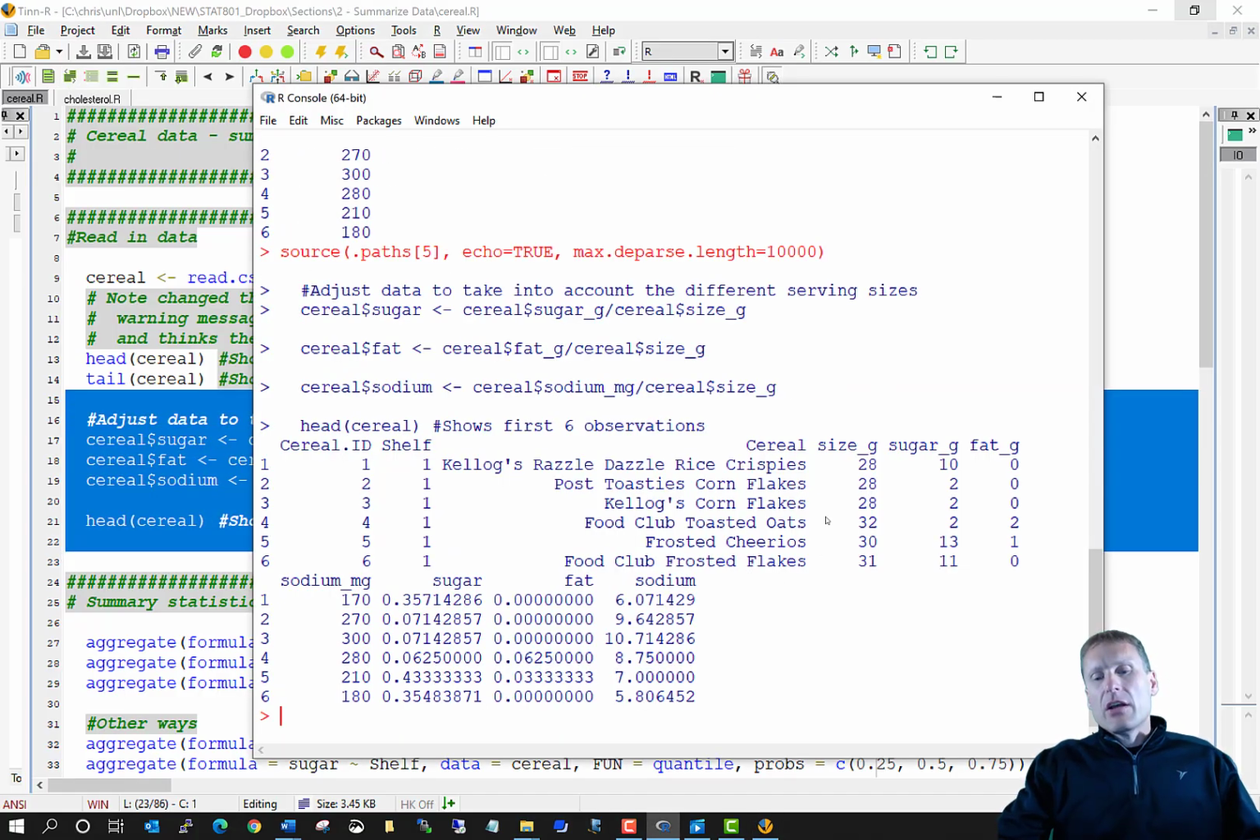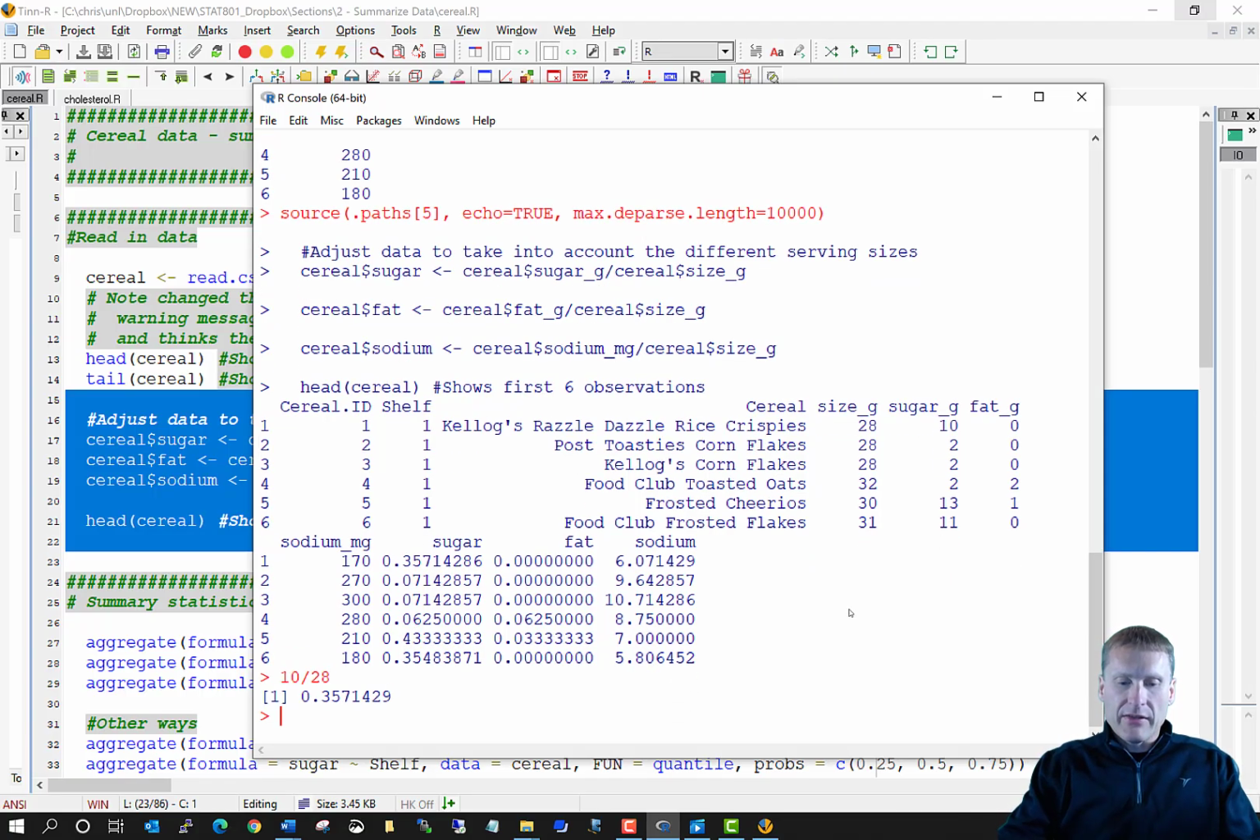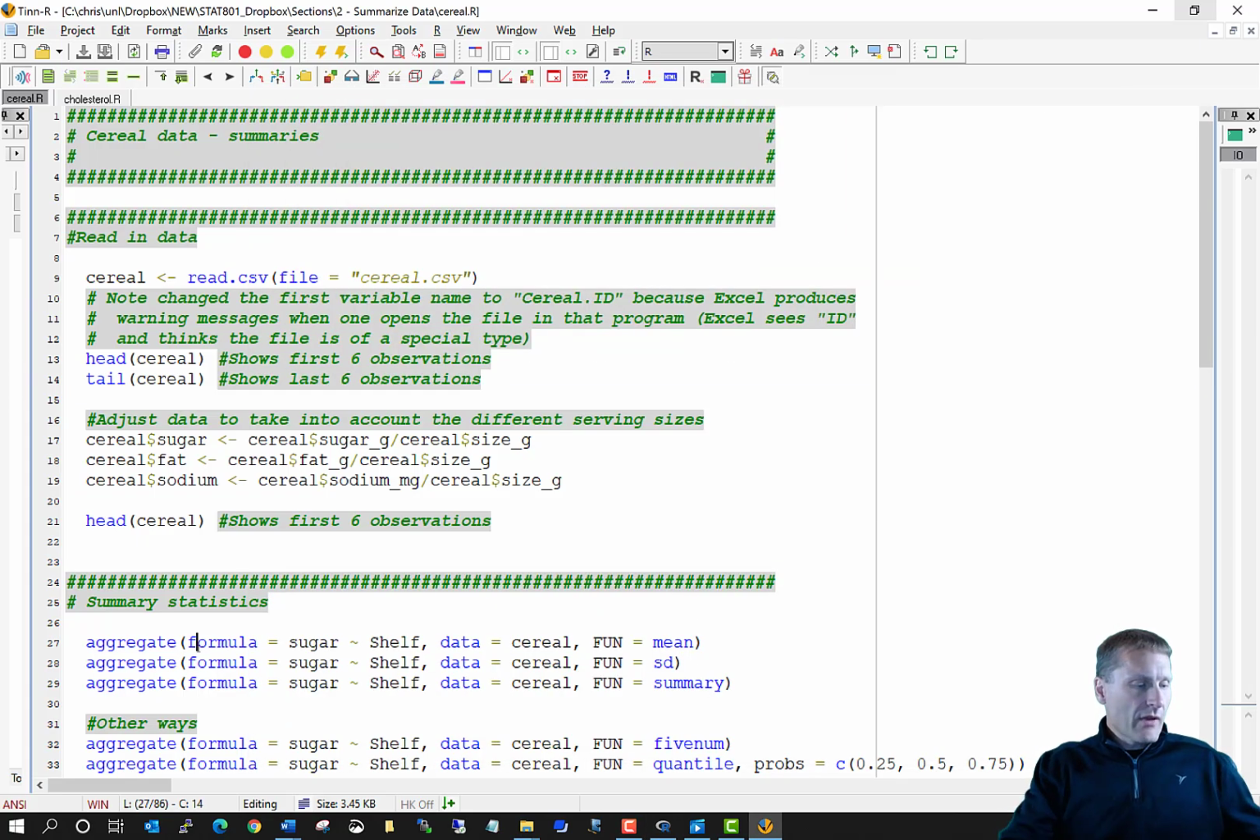Okay, so if you remember, that first cereal had 10 grams of sugar for a serving size of 28. So 10 divided by 28 is 0.357. And look at this, we have a new variable in our data set, and that first value for that first cereal is indeed 0.357. So it appears that this has worked. Okay, so we are now on page 16 of the notes.